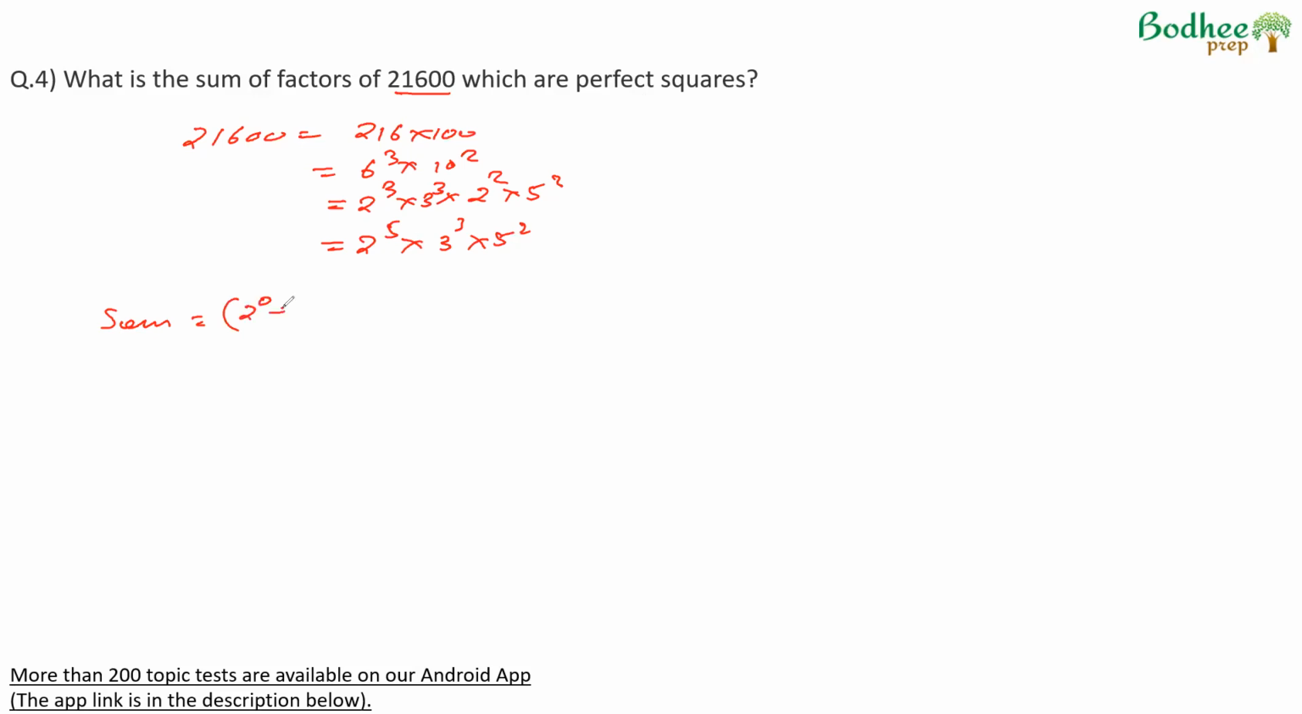So 2 raised to power 0 plus 2 raised to power 2 plus 2 raised to power 4, cannot go beyond this. 3 raised to power 0 plus 3 raised to power 2, cannot go beyond this. 5 raised to power 0 plus 5 raised to power 2, cannot go beyond this. So this is 1, 4, 16. 16 plus 4, 20 plus 1, 21, into 9 plus 1, 10, into 25 plus 1, 26.